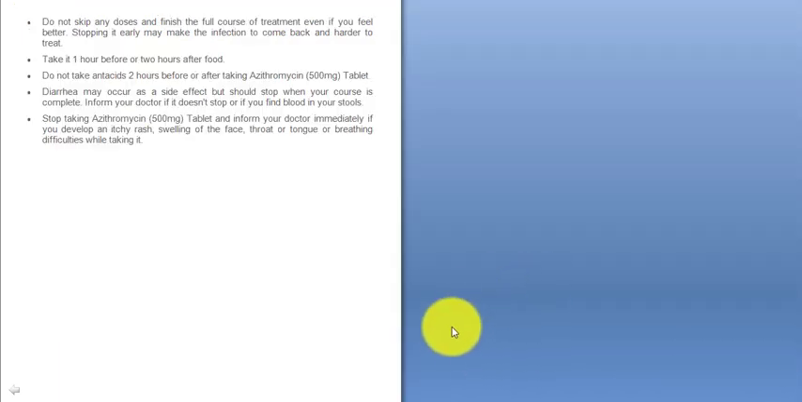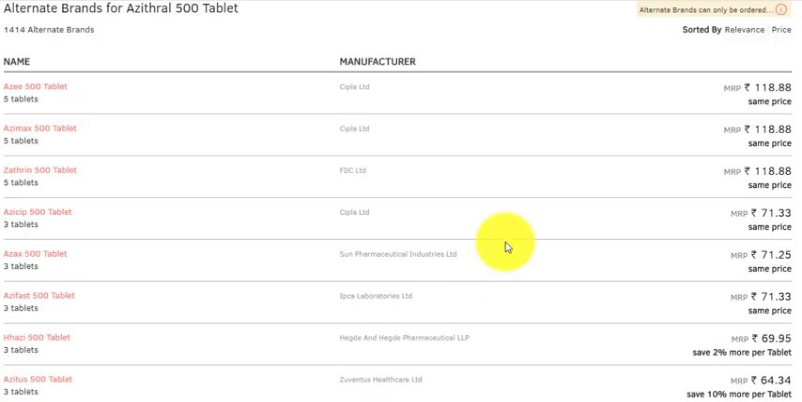This medicine is taken orally, preferably either 1 hour before or 2 hours after a meal. It should be used regularly at evenly spaced time intervals as prescribed by your doctor. Do not skip any doses and finish the full course of treatment even if you feel better. Stopping the medicine too early may lead to the return or worsening of the infection.